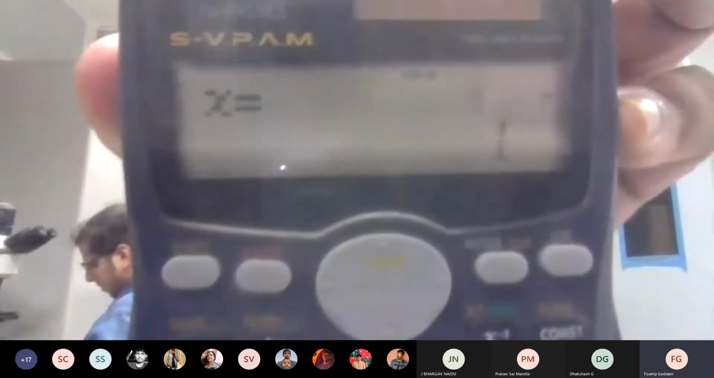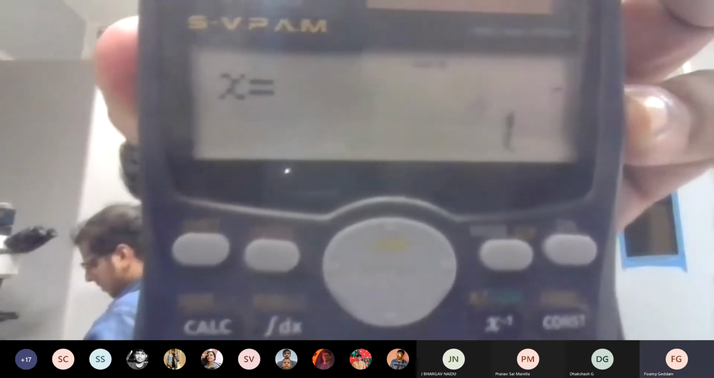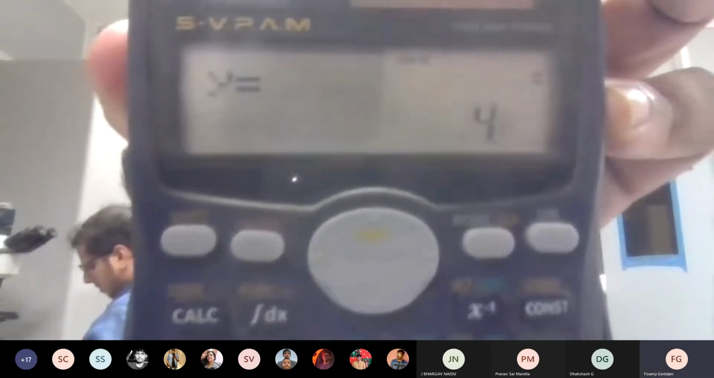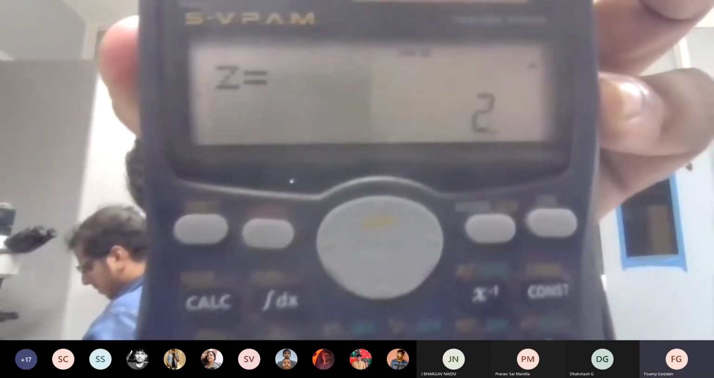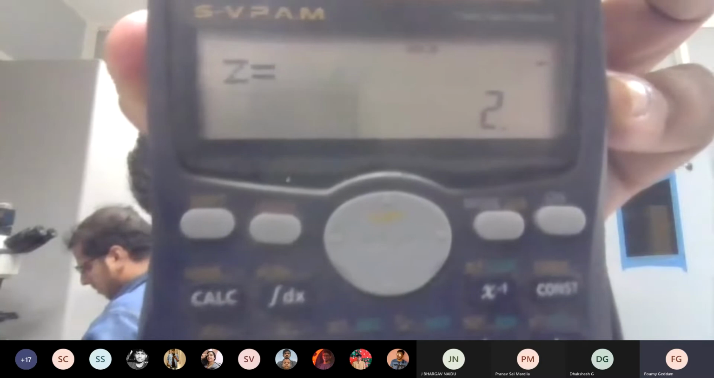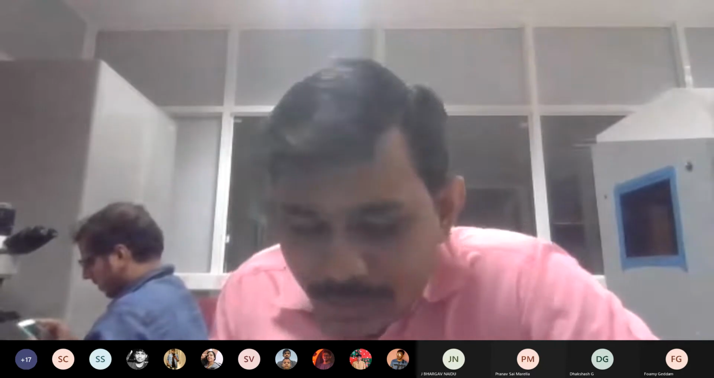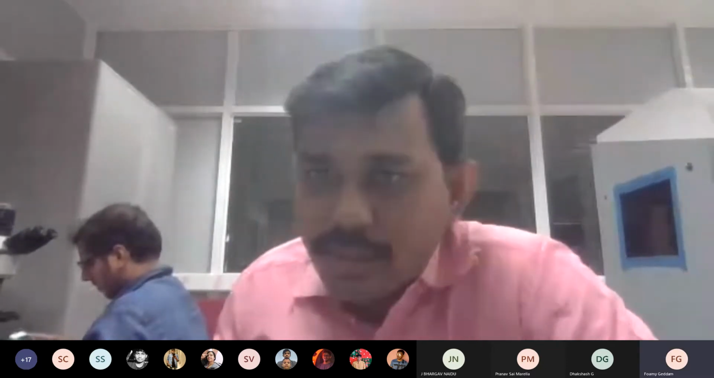See, this is x1. I am again interested to know about the second unknown. This is the second unknown: y is equal to 4 and then z is equal to 2. Z is equal to 5. Is it right? Yes, sir. Okay, everyone clear with this solution procedure?